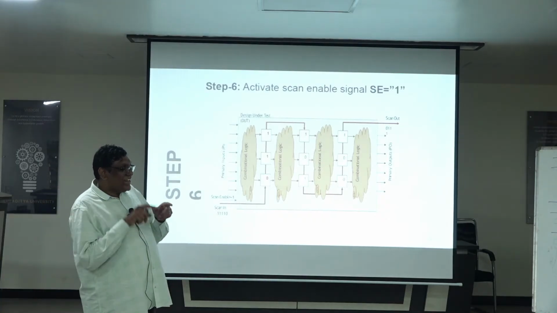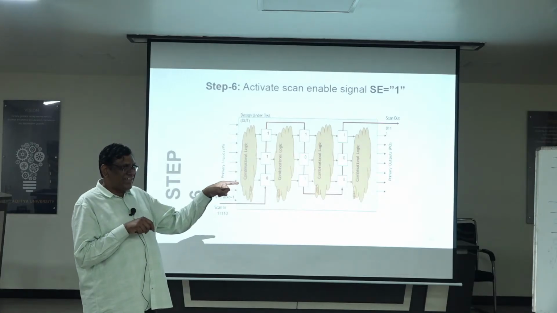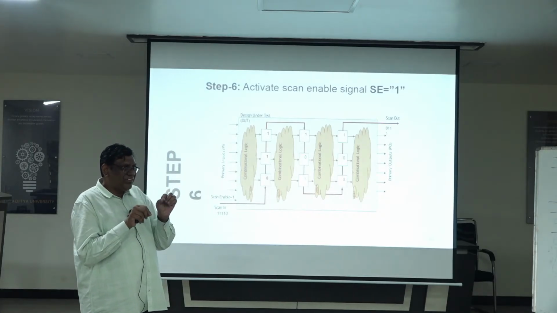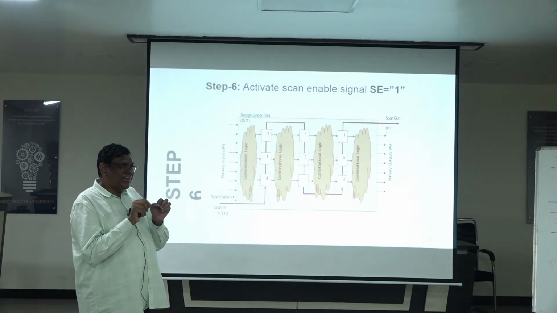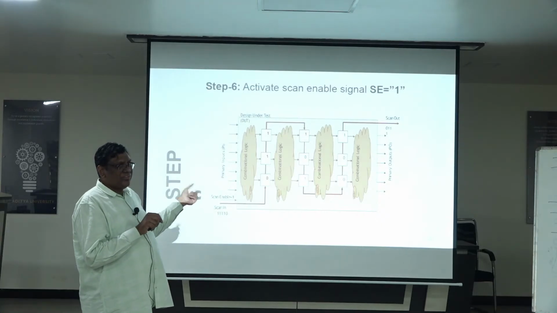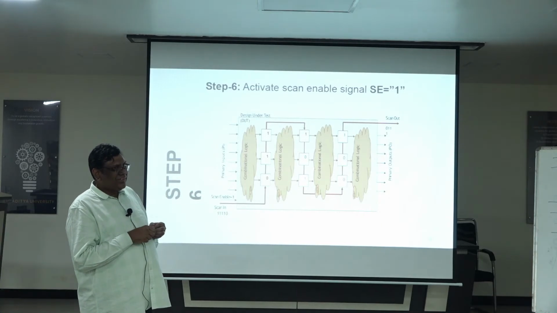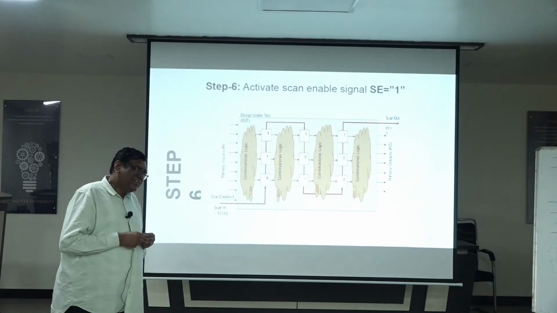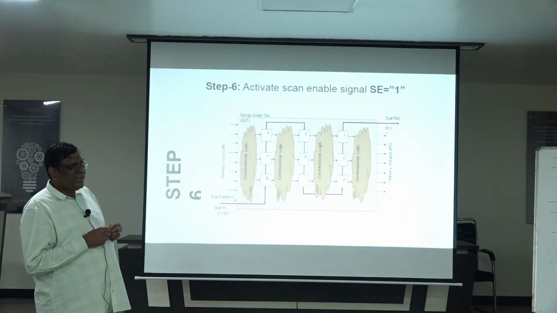Why this process? Because we can't touch the internal COM circuit. You can't touch its inputs. How can we reach there? Through flops. We are giving some scanning shifting process, we are sending some data, and from the combinational circuit we are going to get some data.